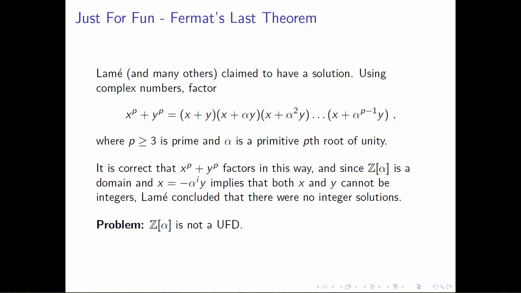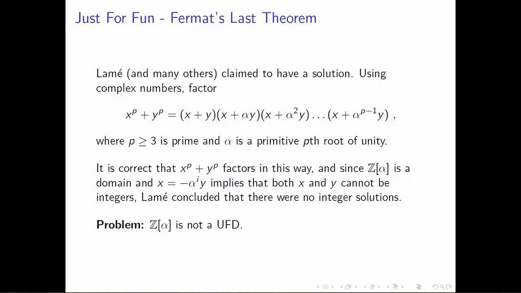The problem with this is that when you take Z and you adjoin alpha, which is a primitive p-th root of unity, this is not always a unique factorization domain. And so it is correct to say that these solutions would not give you integer solutions. If you factored in this way, these are non-integer factors. However, the problem is that there isn't unique factorization here.